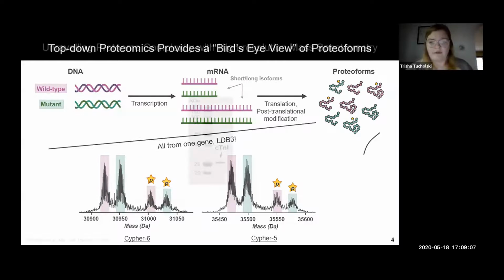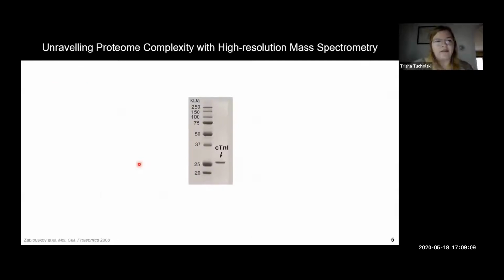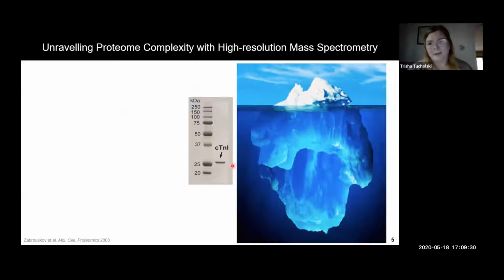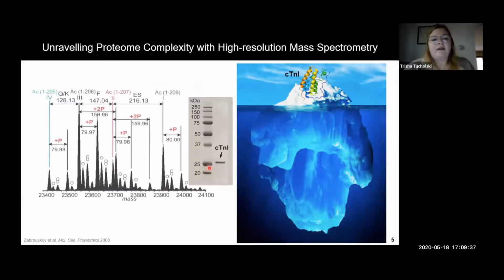So that's a little overview of top-down proteomics, but I really want to drive this point home for how we can use high-resolution mass spectrometry to really unravel the complexity of our proteome at the proteoform level. So if you look here, I'm showing you just an SDS-PAGE gel of a purified cardiac troponin I protein. Just looking at the gel, you can compare this to looking at the top of an iceberg. What you can see above the water would be this band in this gel, the cardiac troponin I here. But if you were to infuse this into your mass spectrometer, you actually see that there's much more there than just one single protein.